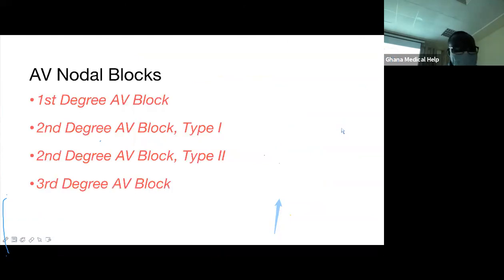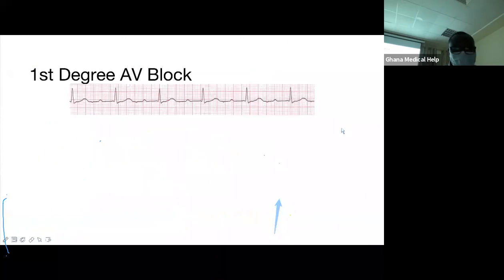Just the icing on the cake, last part, the blocks. I'll go faster. So we have first degree block, second degree, and third degree. Yes, a question before we go. Okay.